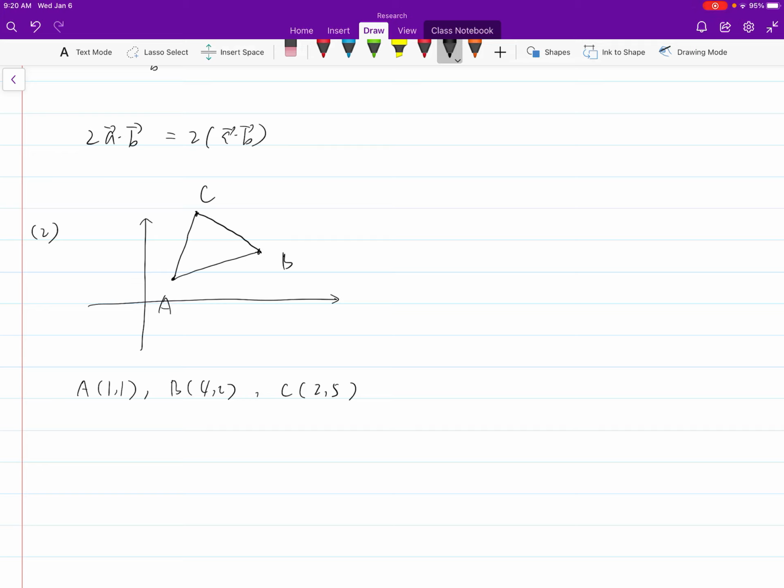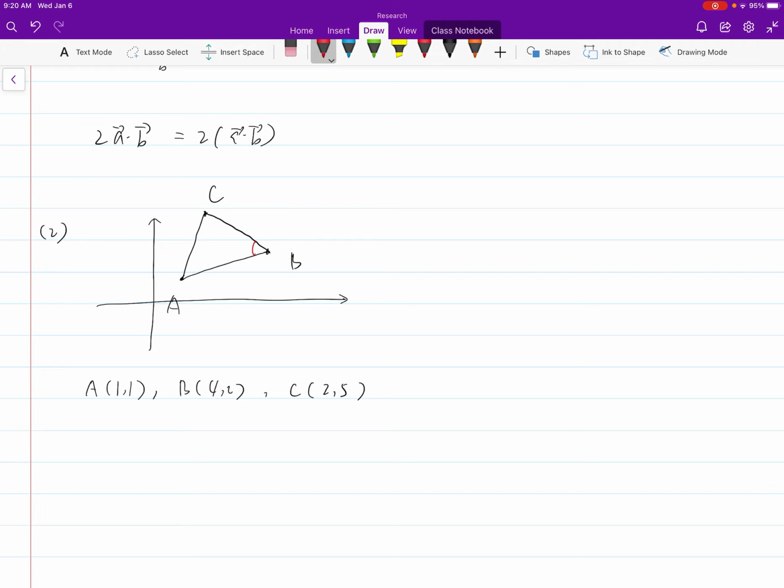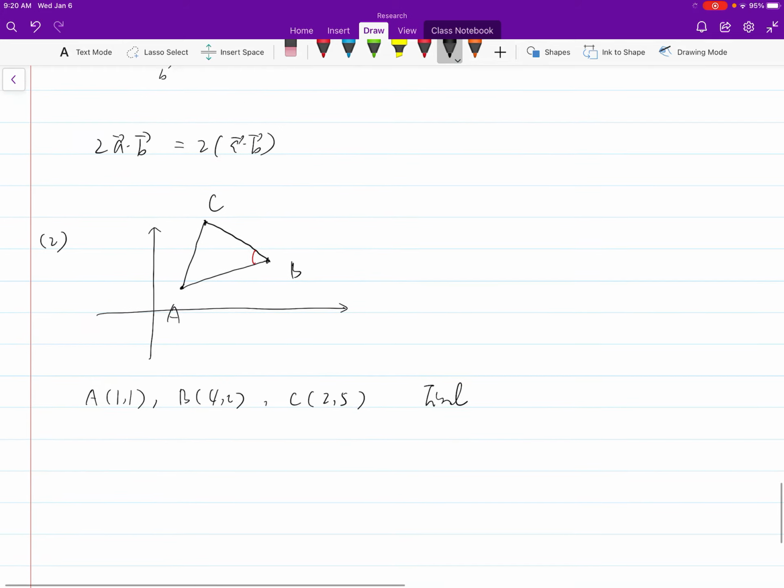Now, I don't know why you want this triangle. Maybe you're trying to do some constructions or whatever. But here's the beautiful thing. I want to ask you, how big is this angle B? Angle B.